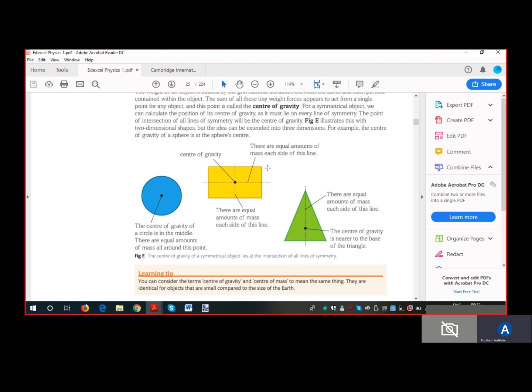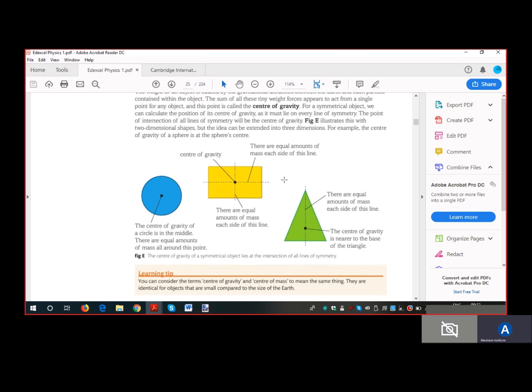Okay, if you take a piece of cardboard that is rectangular in shape, or you can even try this with your ruler. If you keep your finger in the middle, because your ruler is a uniform body, it has uniform mass, then you will be able to balance it. Okay, another way of finding where the center of gravity is, is by checking if it has any lines of symmetry.